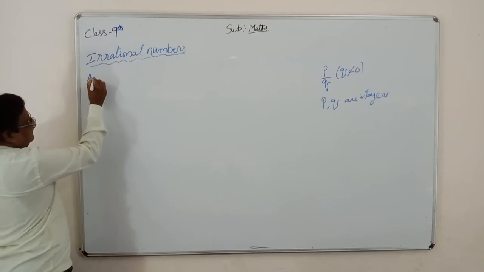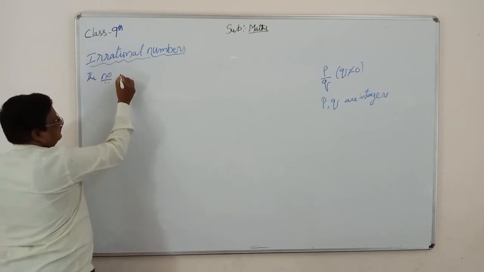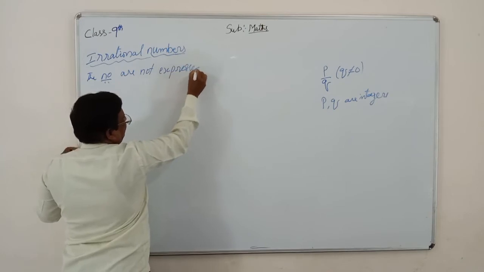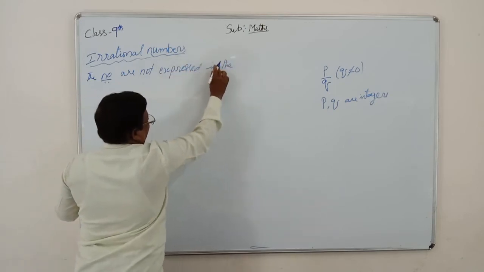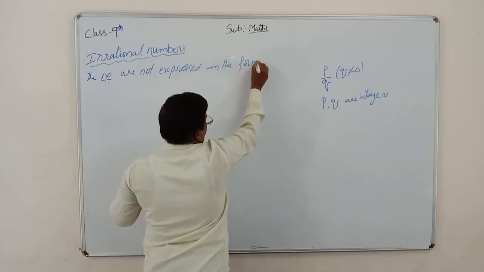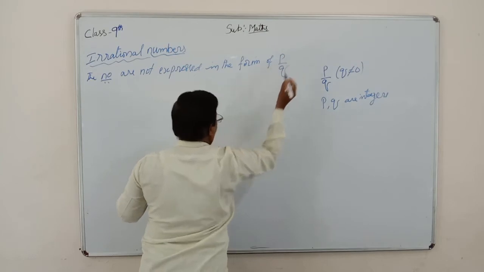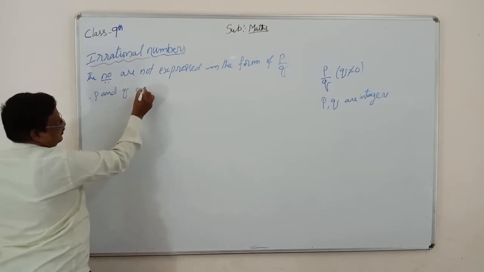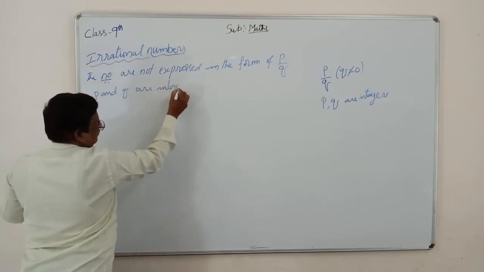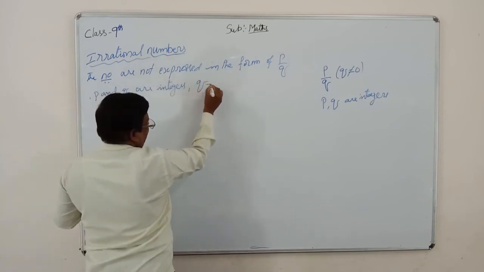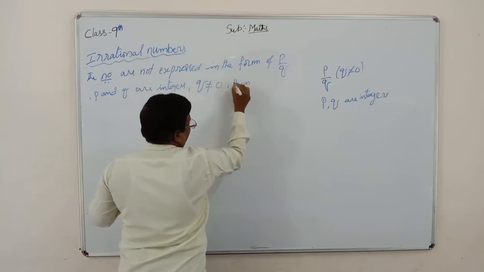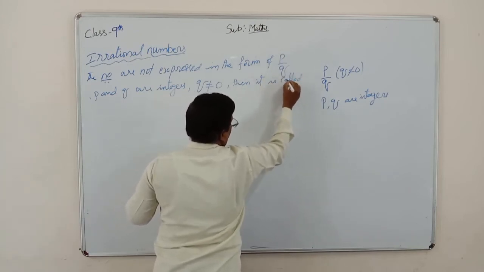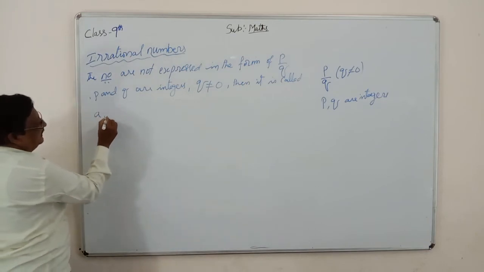The numbers which are not expressed in the form of p by q, where p and q are integers and q is not equal to 0, are called irrational numbers.